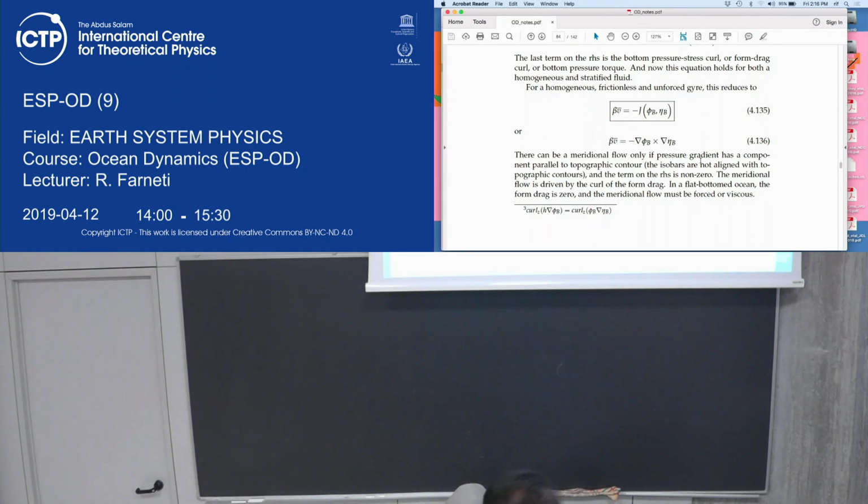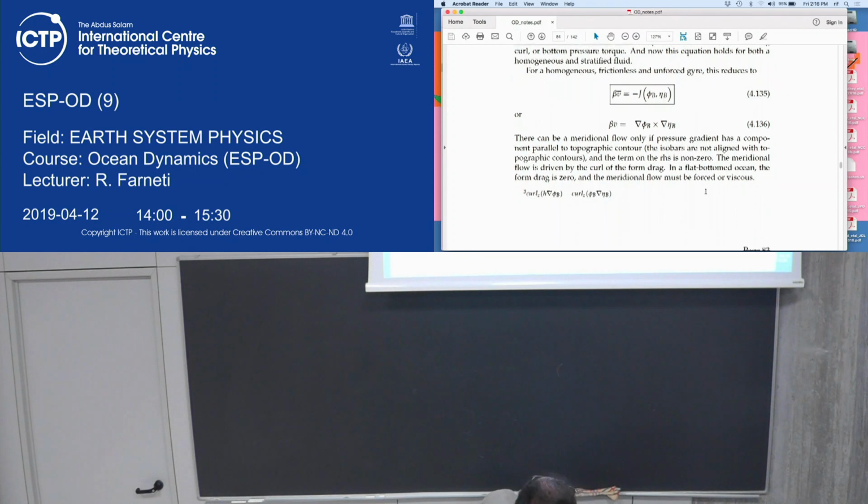And so the meridional flow is driven by the curl of the form drag, just as the meridional flow was driven by the curl of the wind stress at the surface. If you have a non-constant topography, the curl of that form drag term can drive a meridional flow. So obviously, if you return to the case of a flat bottom ocean, you can only have a meridional flow if the flow is forced at the surface or if there's friction. Otherwise, the vertically integrated velocity goes to 0.